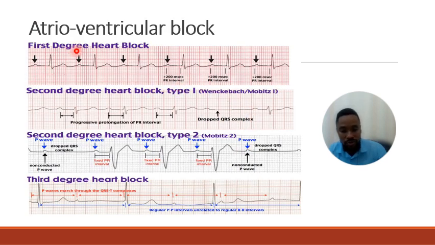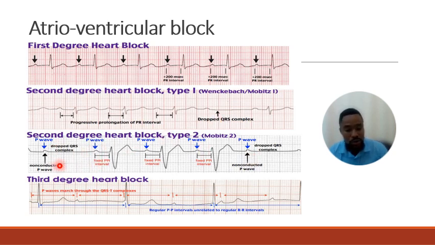This is an example of heart block. You can see a first degree heart block: you have a PR interval that is prolonged and consistent. That's a first degree heart block. In second degree heart block type 1, the PR interval is prolonged and progressively increasing. You can see this is wider than this. Then you have a drop in QRS complex. There's a P wave, but there's no QRS complex. Then there's another P wave and the rhythm continues as if nothing happened. Later there's another drop in QRS complex as well.